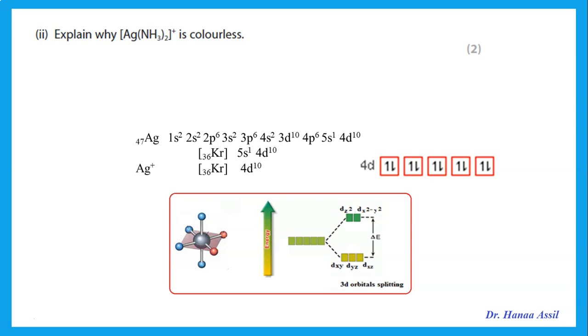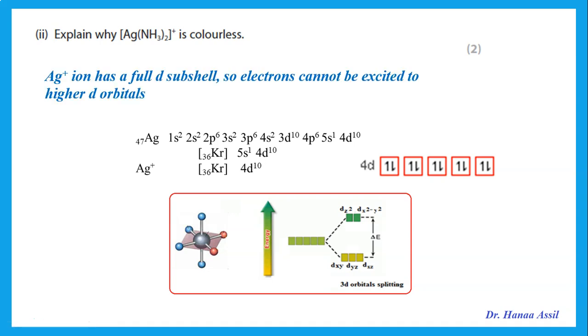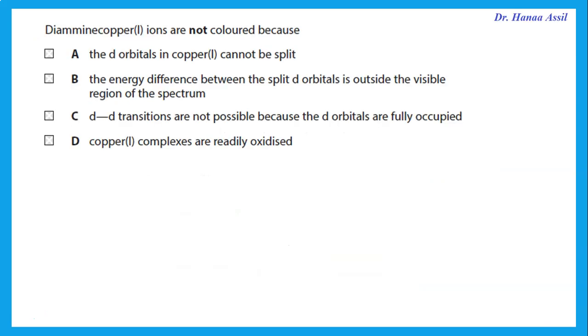But what happens in the silver? Well, the silver plus ion has a completely filled d orbital. So no electrons can be excited to higher d orbitals. The electrons in the lower energy level cannot jump to a higher energy level because it's completely filled. So no color is observed. All the light is passed through and we don't see a color.